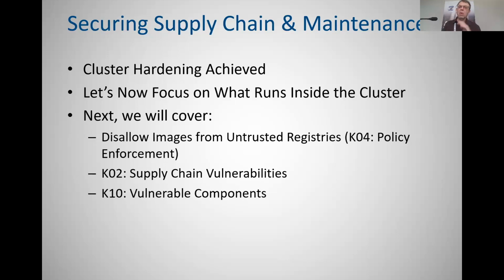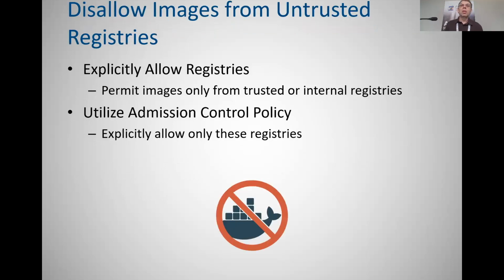Okay, now we have configured our cluster. We have achieved our hardening. We have configured logs. Is it all? No, we need to ensure what runs on the cluster. We need to disallow images from untrusted registries. It's K04. Supply chain vulnerability is K02, and K10 is vulnerable components. Let's see one by one.